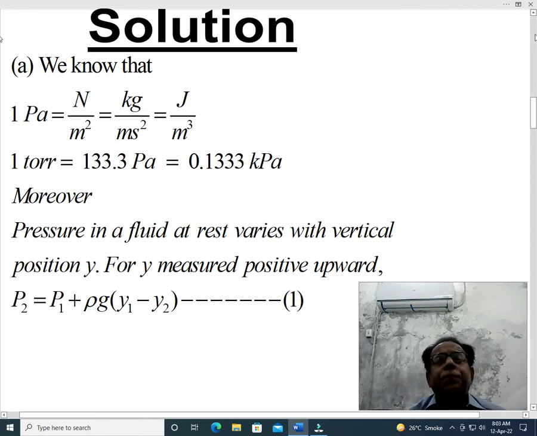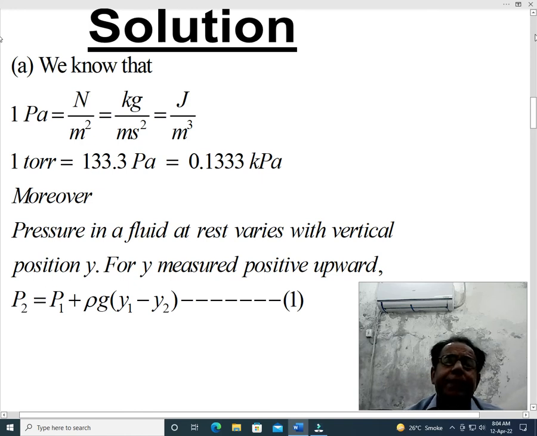Definitely, for solving this problem, we will have to find a relation or expression or equation in which all our given data, required data, and concerned physical constants are present in a single expression or equation which combines all those. So we first describe a conversion factor which we have also mentioned many times in previous problems. We know that 1 Pascal is equal to 1 Newton over meter square, and this alternatively becomes equal to 1 kilogram per meter second square. And this alternatively becomes equal to 1 joule per meter cube.